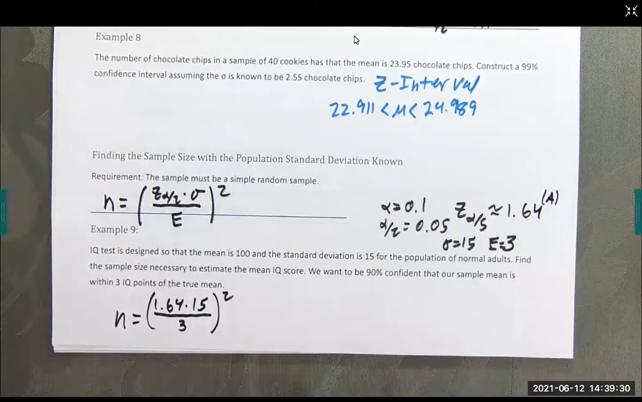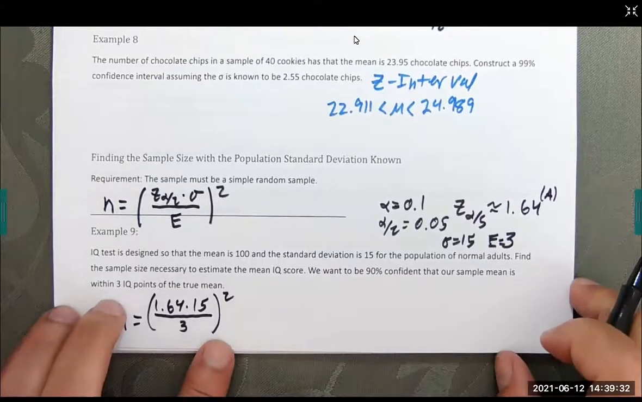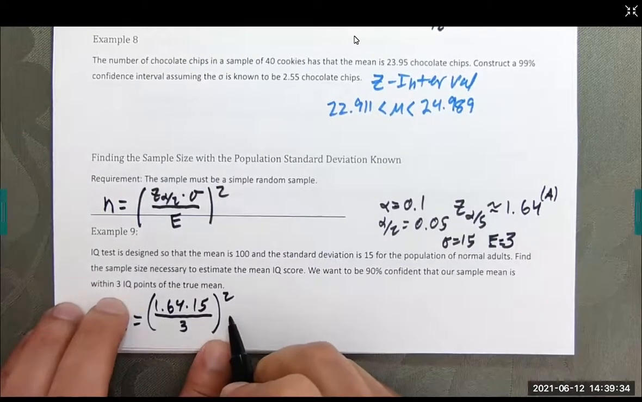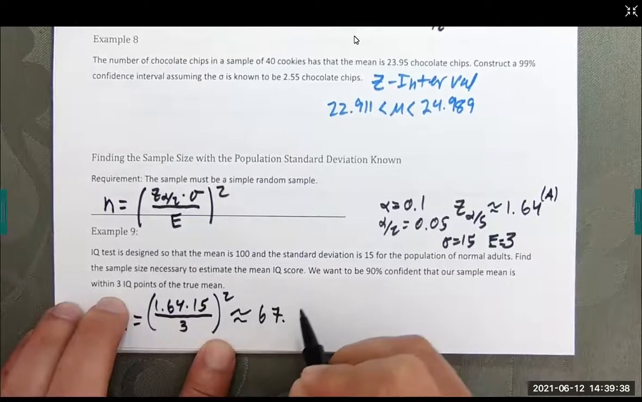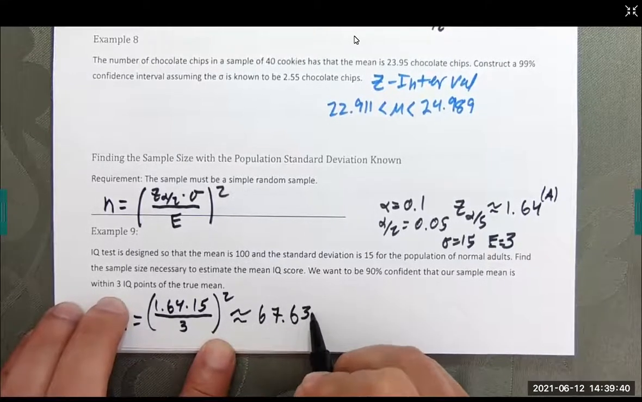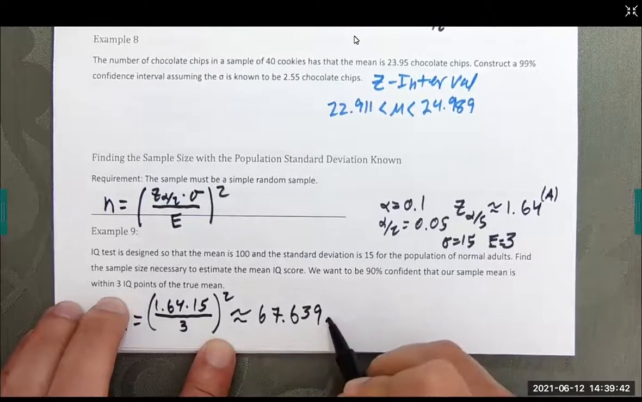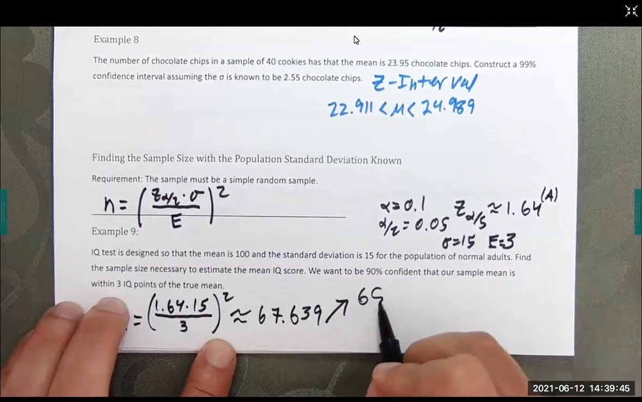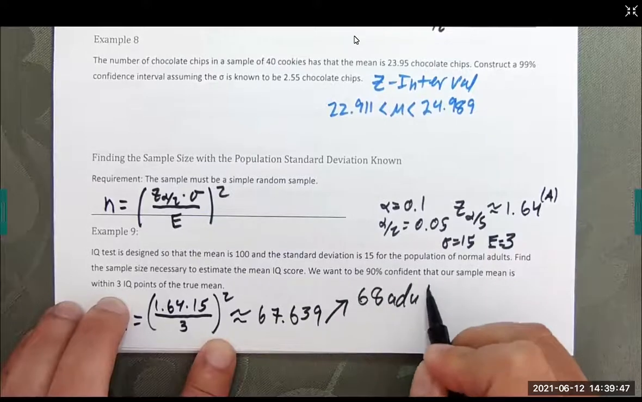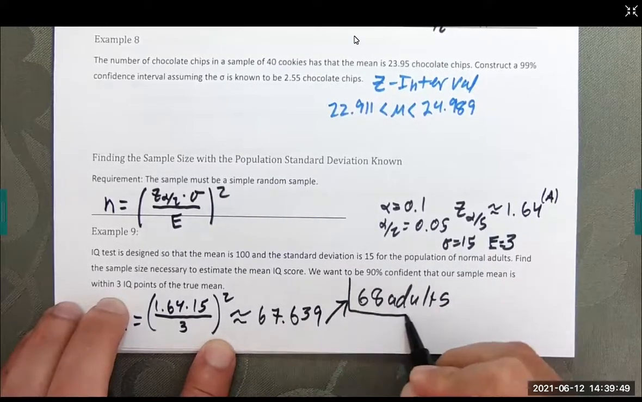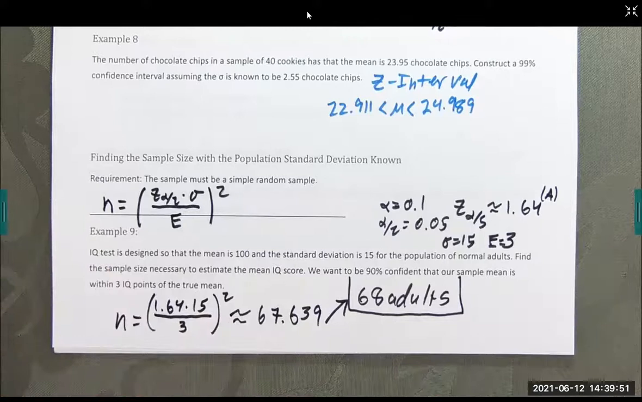So what's the minimum we would need? These are adults again. So this is about 67.639. And once again, we always round up. 68 adults. Confidence intervals of a mean. Good stuff.